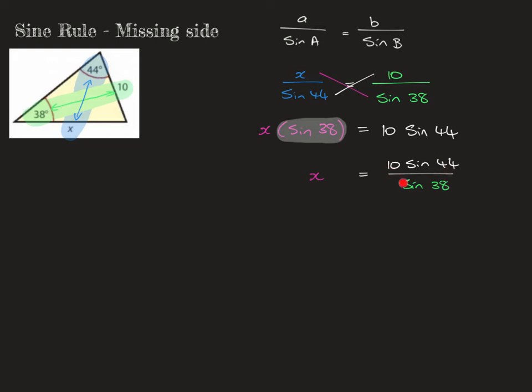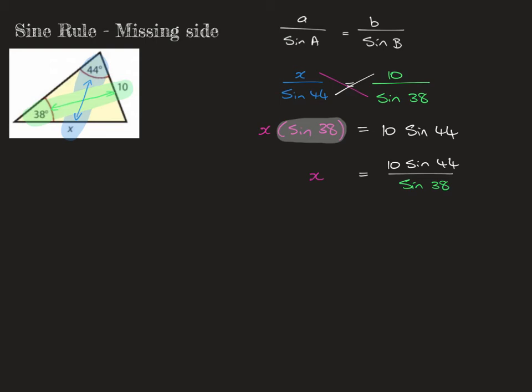Everything here represents numbers. Sine 44 represents a number, sine 38 represents a number, 10 obviously is a number. So I can type all that into the calculator and it'll give me my answer. So I'm just going to type that in and put the calculator up so you can see.